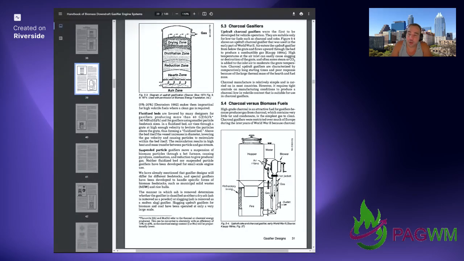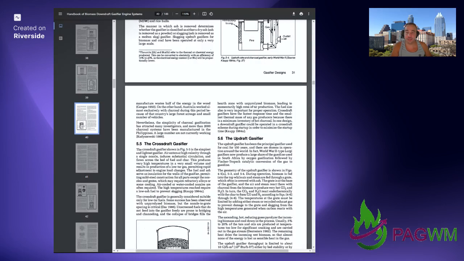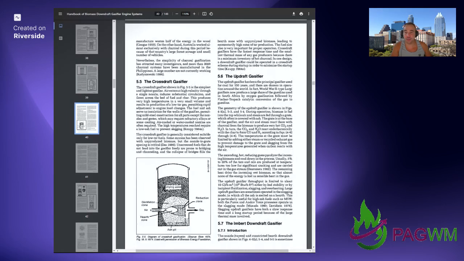Charcoal versus biomass fuels. High grade charcoal is an attractive fuel for gasifiers because producer gas from charcoal, which contains very little tar and condensate, is the simplest gas to clean. Charcoal gasifiers were restricted over much of Europe during later years of World War II because charcoal manufacture wastes half of the energy in the wood.